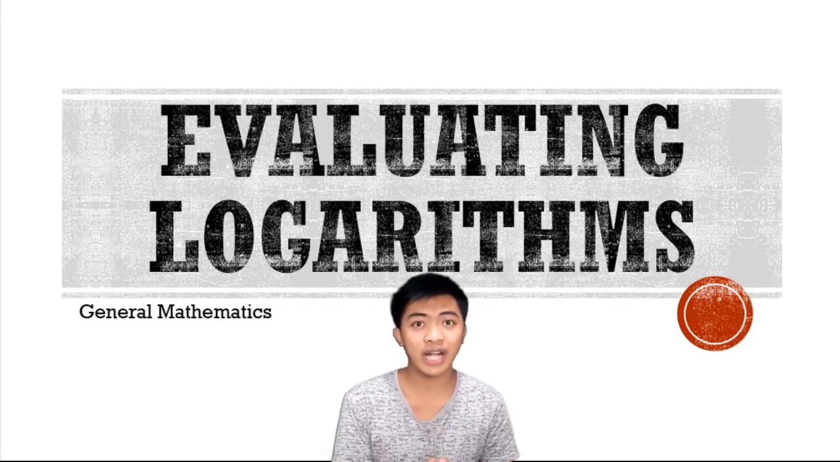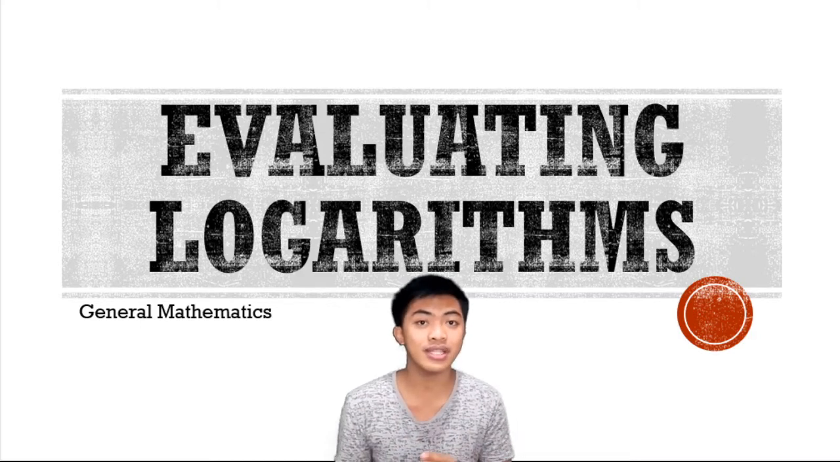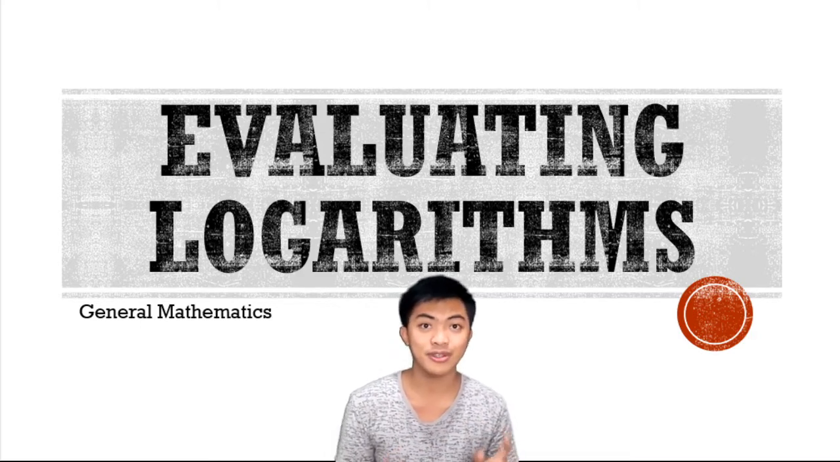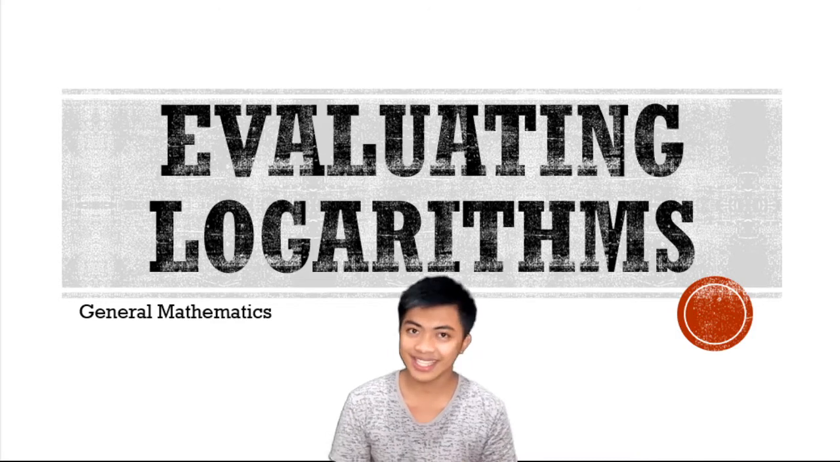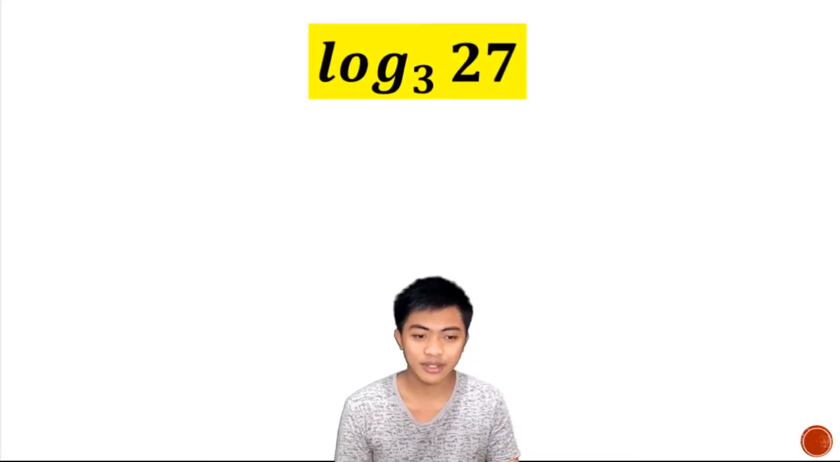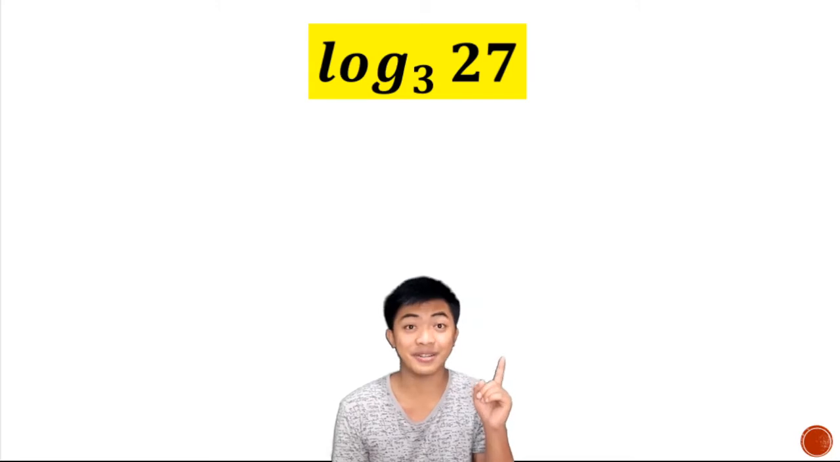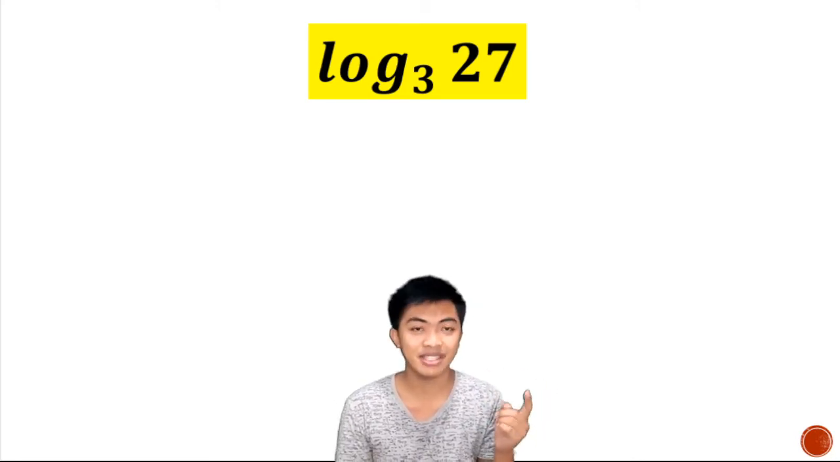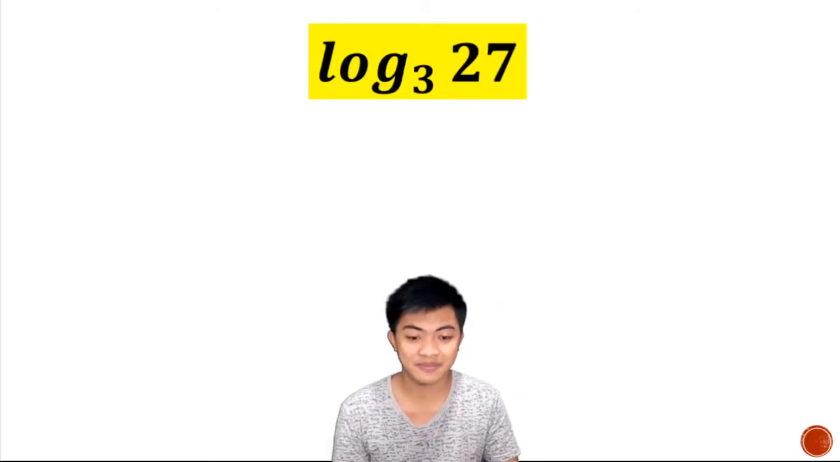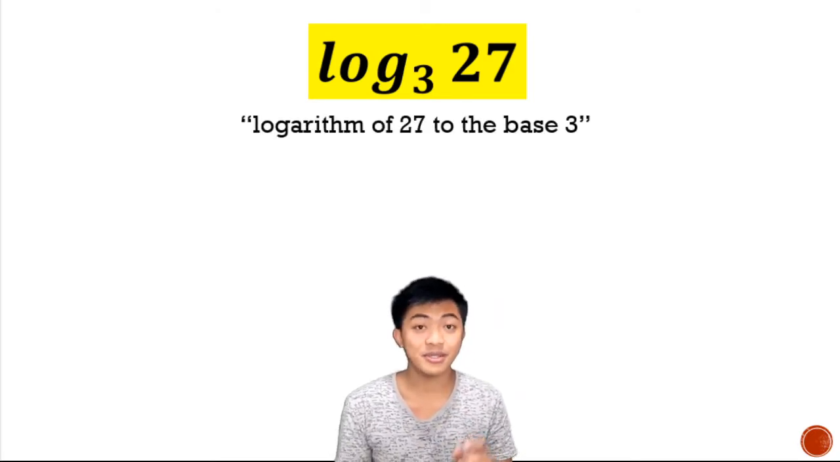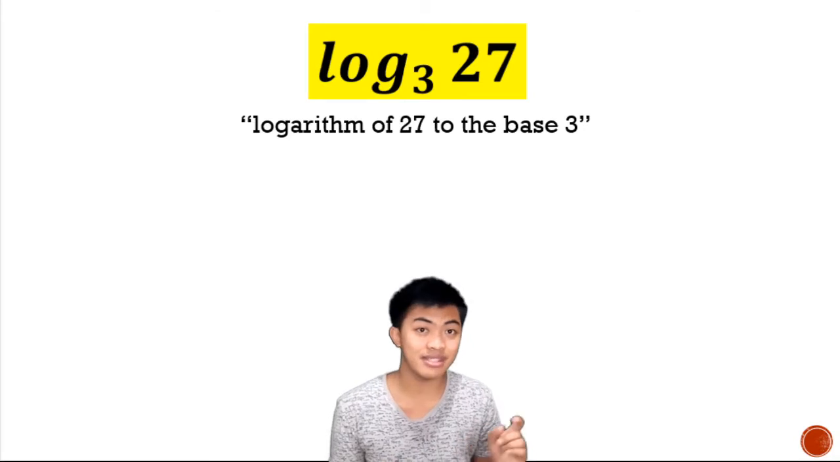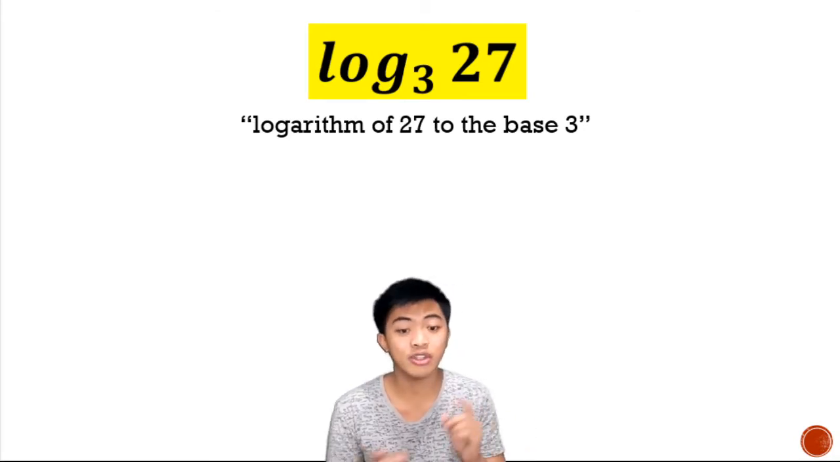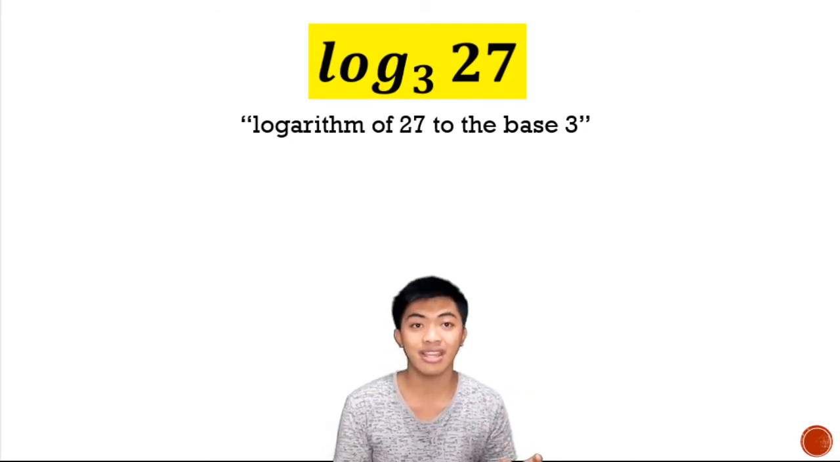But before we evaluate logarithms, we need to know first how to rewrite a logarithmic expression to its exponential form. So yun muna ang tatalakayin natin. Let's get started. So this is what a logarithmic expression looks like. It looks like an alien, but this is how we read it. This is read as the logarithm of 27 to the base 3, or logarithm to the base 3 of 27.